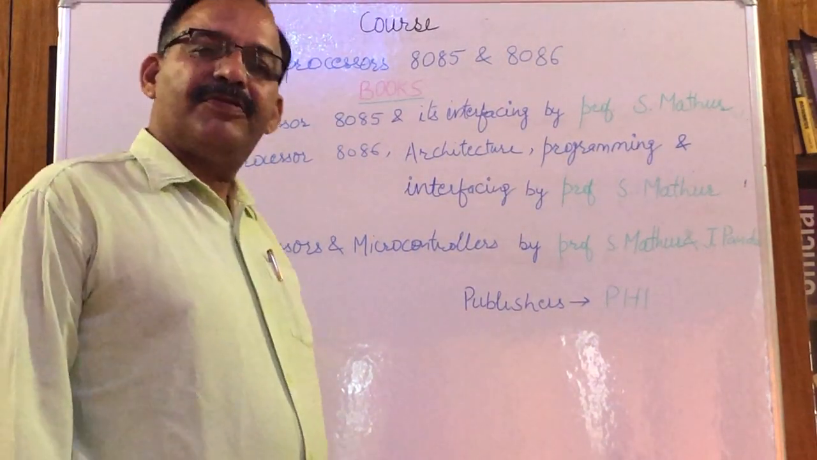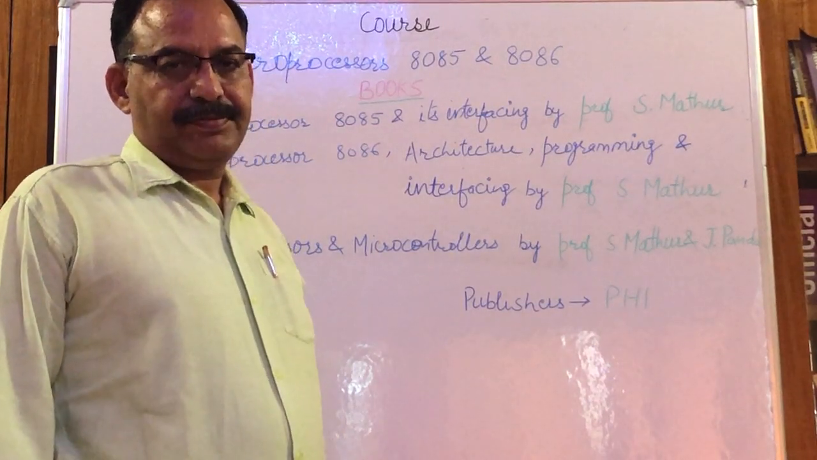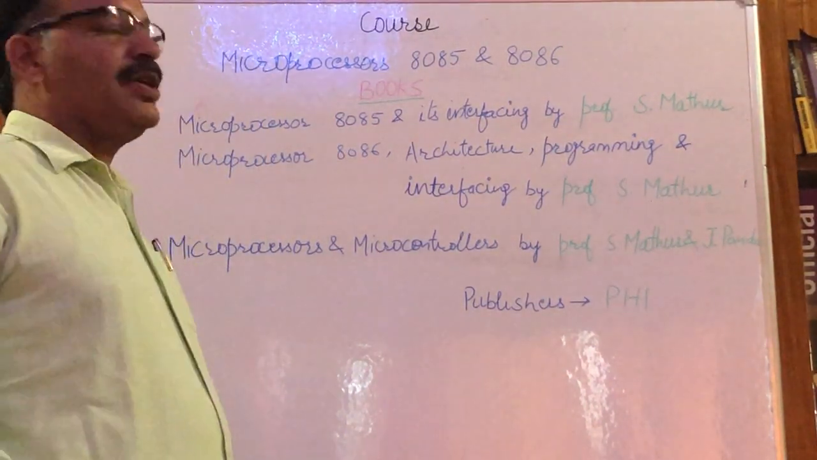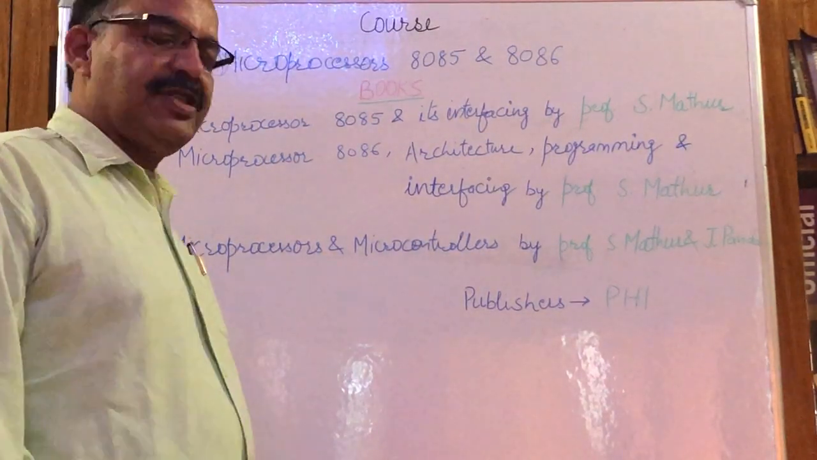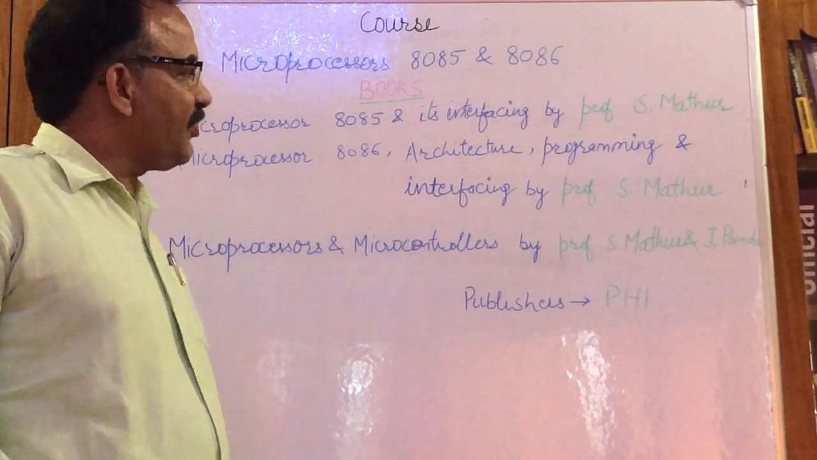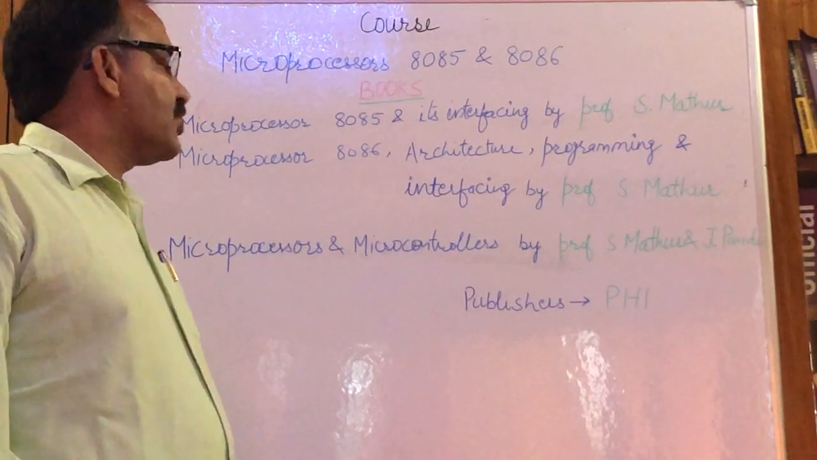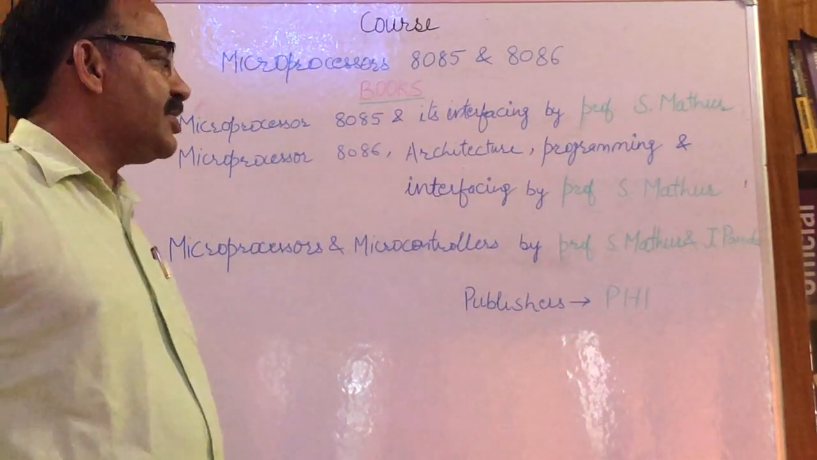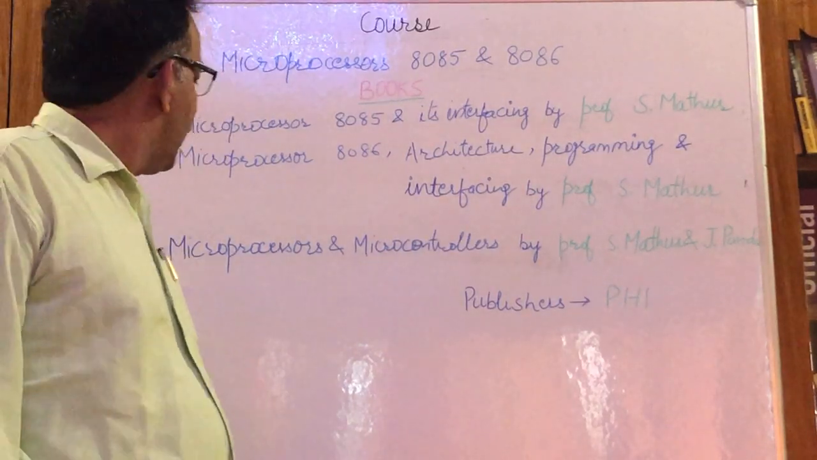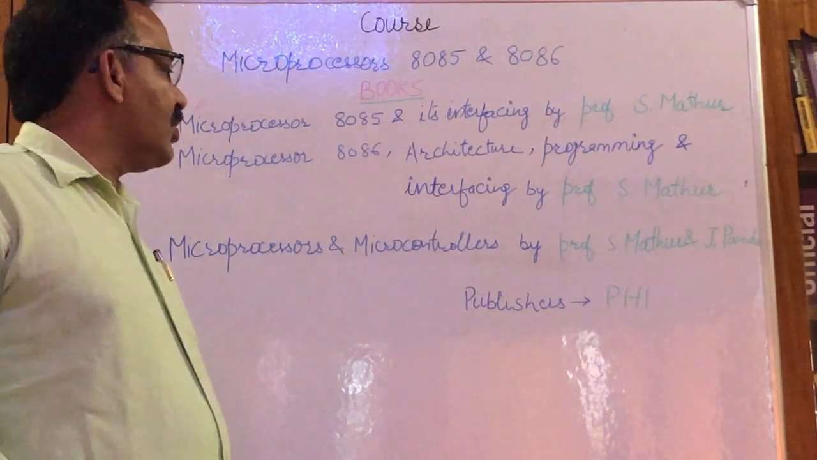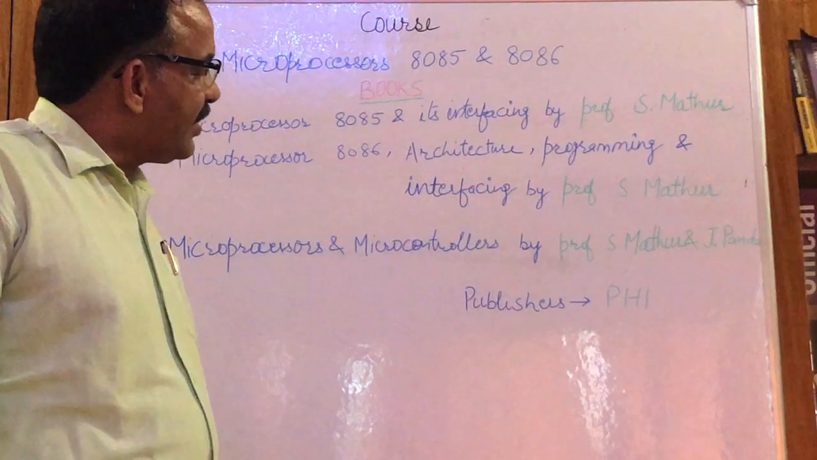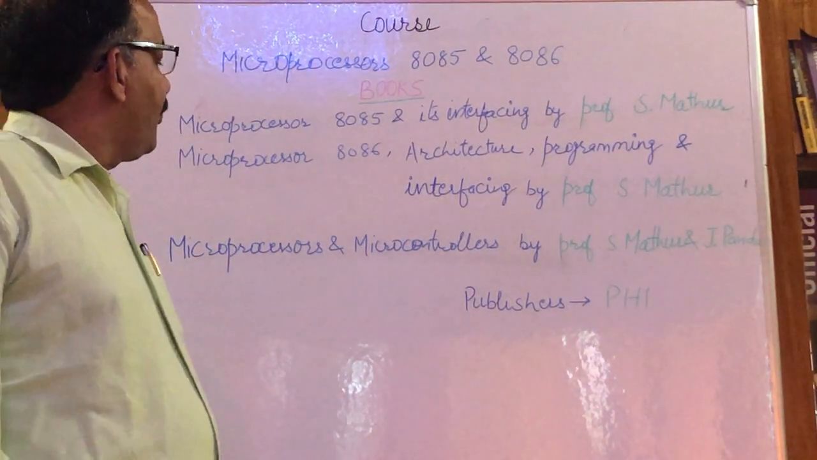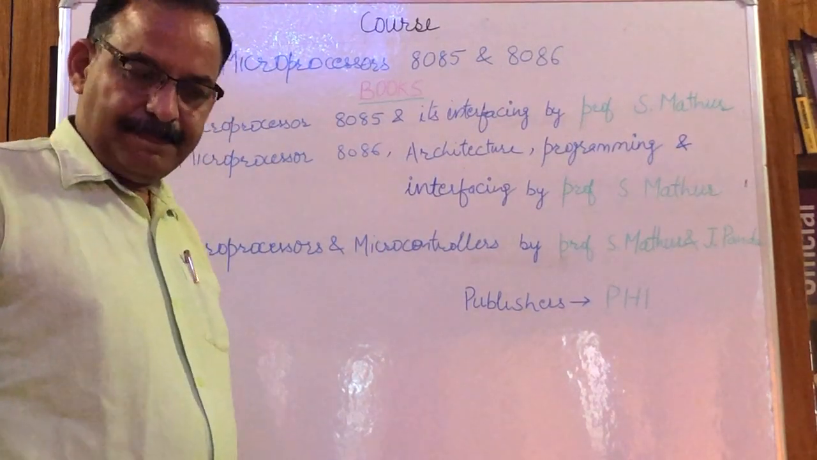Microprocessor 8085 and 8086. The books are Microprocessor 8085 and its Interfacing by me only, that is Professor Sunil Mathur. Microprocessor 8086, Architecture, Programming and Interfacing by me only again. Microprocessor and Microcontrollers by myself and Professor J. Panda. Publisher of all these books is PHI.